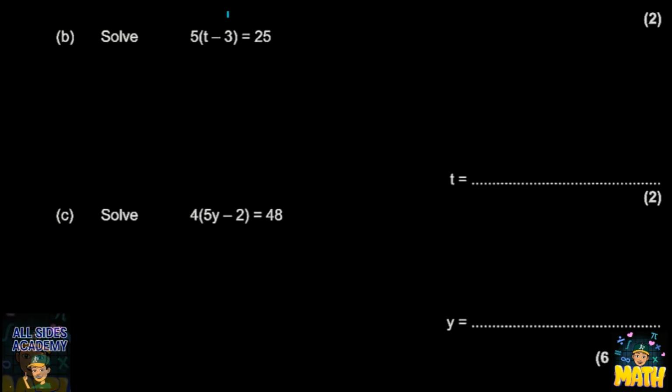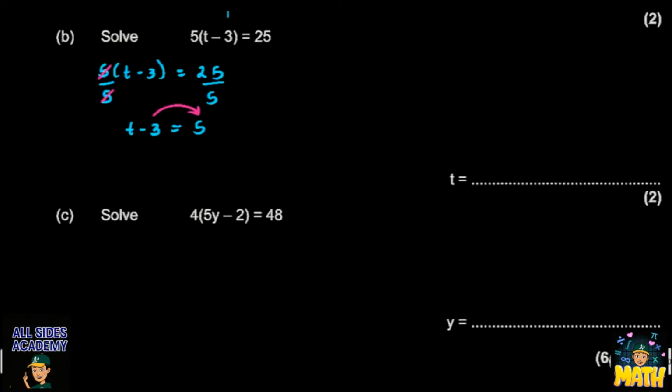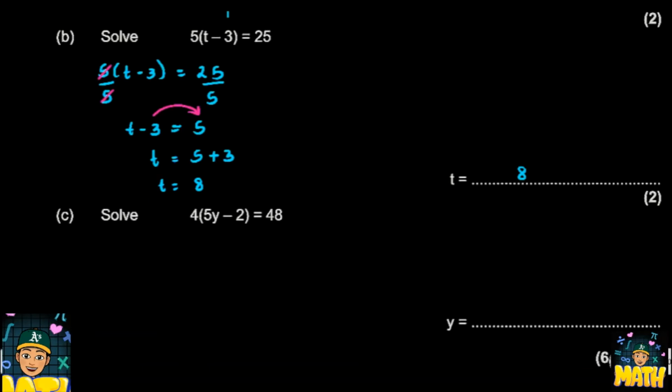5 into t minus 3 equals 25. So there's a bracket involved here. I'll start by dividing by 5 on both sides. I don't want to open the brackets yet. So those two cancel out. I remain with t minus 3 equals 5. Then I take the 3 to the other side. So t equals 5 plus 3. So t equals 8.